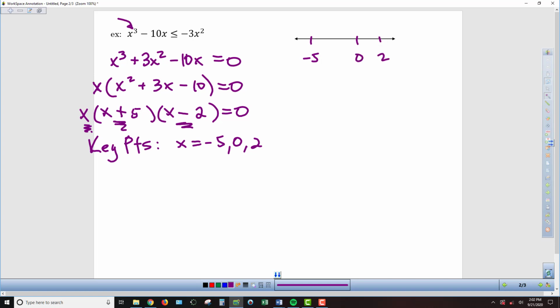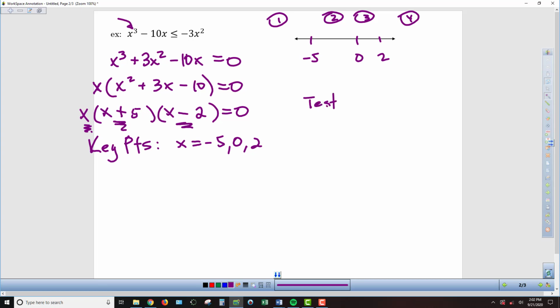I'm going to try to at least keep nominally to scale here on my number line. And so this time I have 4 separate regions I have to test. I'll number them this time. 1 over here on the left, 2 in between negative 5 and 0, 3 right here in between 0 and 2, and then 4 over here to the right of 2. So we just have to go through by brute force here.